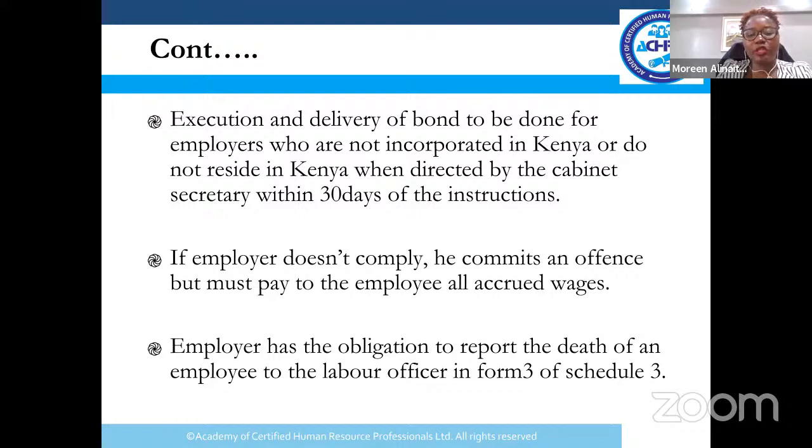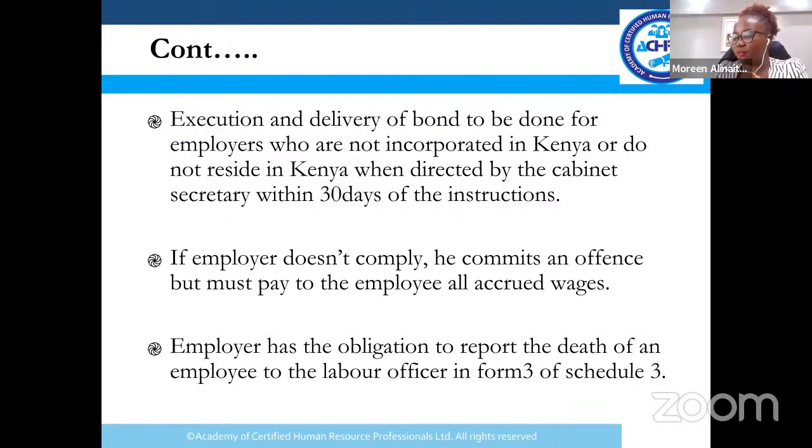The employer has the obligation to report the death of an employee to the labor officer in a Form 3 as provided for in the third schedule. For example, if somebody dies during employment or is your worker, you have an obligation to actually report the death of the employee, and there is a form provided for. If you go to schedule number 3 of the rules, you'll find a form. You're wondering, how can I report? You must report it to the labor officer in a form, and you indicate this person is no longer there.